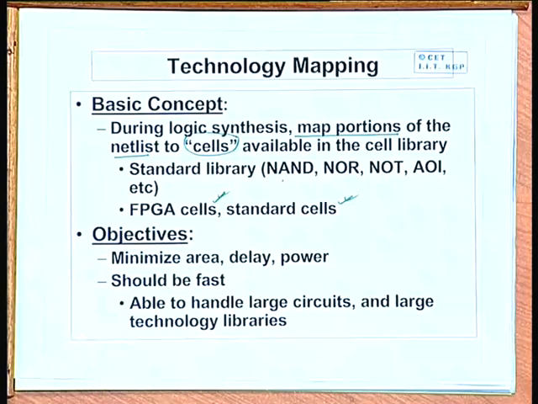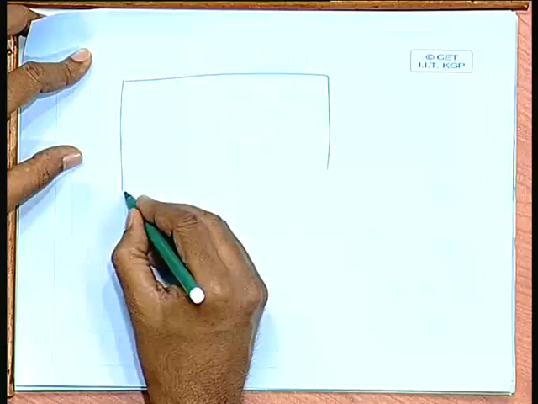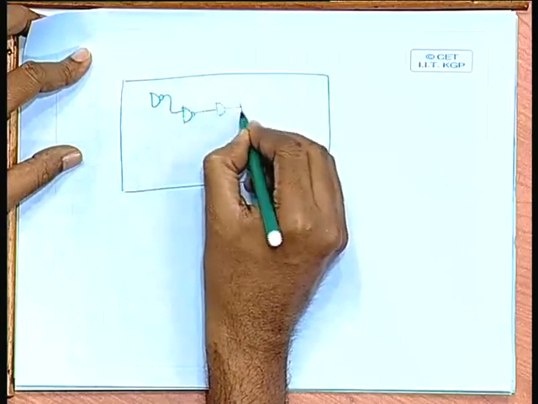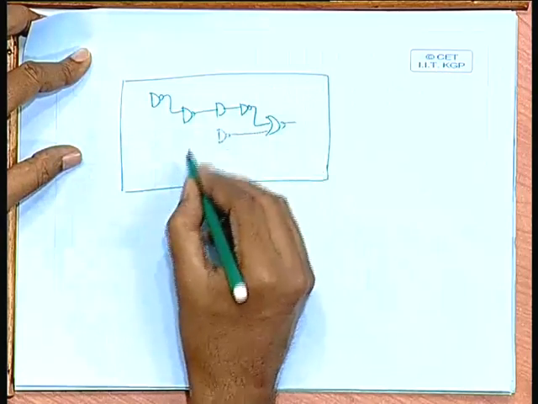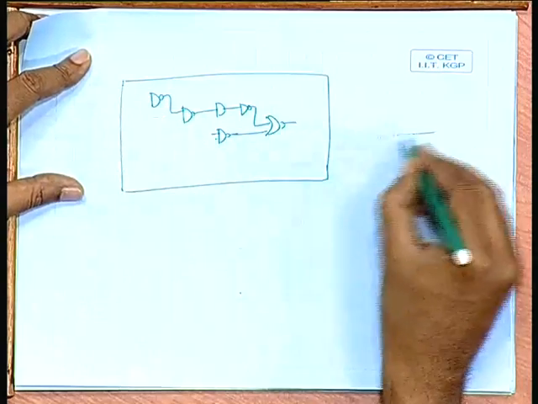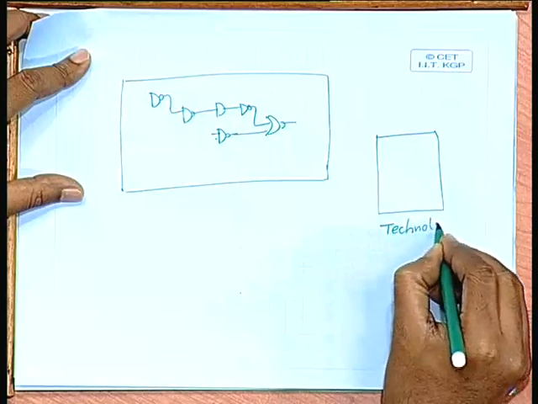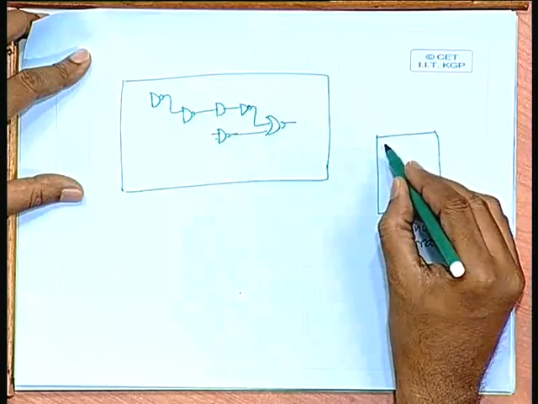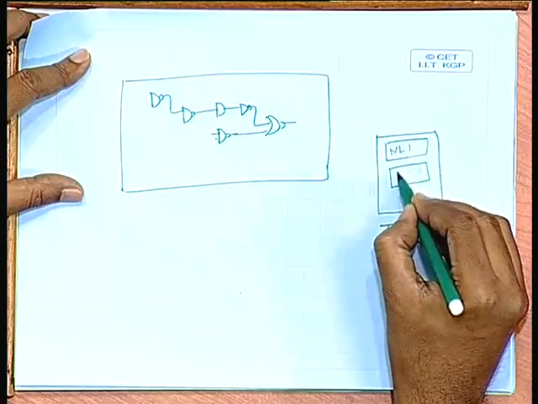Actually, what I was saying is something like this. Say you have a given netlist to start with. This can be a netlist of gates, any kind of big netlist you have obtained. I am showing a part of it. Now, you have with you a technology library. In the technology library you will have small netlists: netlist 1, netlist 2, etc.